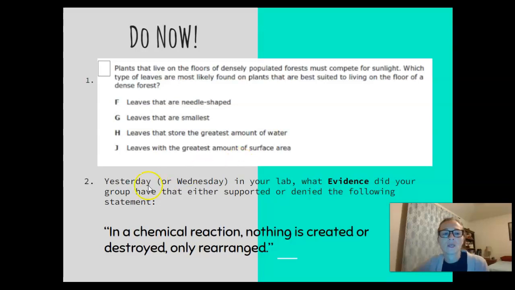Okay. Question 2 says, yesterday or Wednesday in lab, what evidence did your group have that could either support or deny the following statement? Here's the statement. In a chemical reaction, nothing is created or destroyed, only rearranged. So think about the mass you started with, the mass you ended with. Does that support or deny this statement right here?